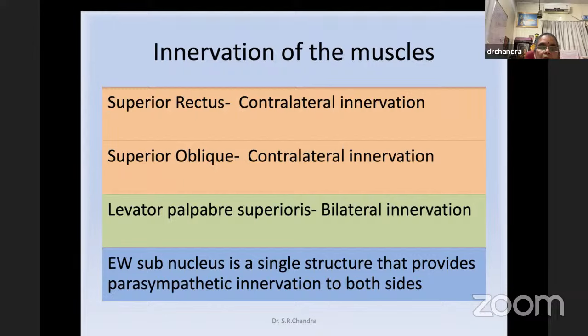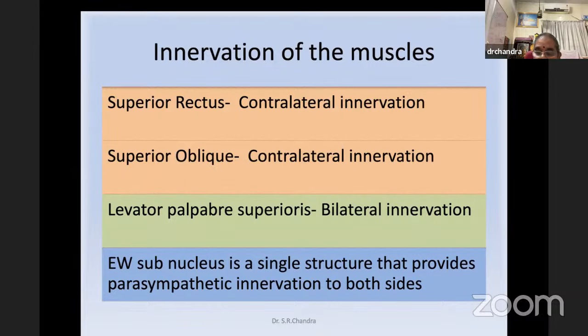A single nucleus is supplying both levators. So if there is a nuclear third nerve palsy, if there is ptosis, it will always be bilateral. If there is unilateral ptosis, it is not a nuclear lesion. And the Edinger-Westphal subnucleus is a single structure that provides parasympathetic innervation to both sides. So these are some unique features of the extraocular muscles.